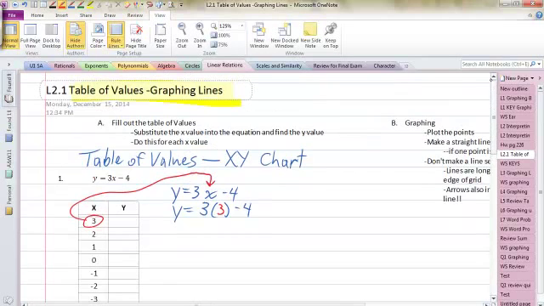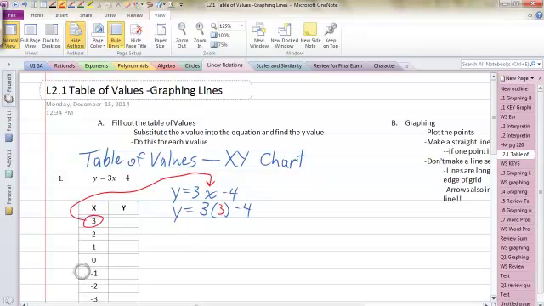Okay, so for your notes, table of values, we're looking at graphing lines using table of values. Sometimes table of values are called an XY chart because other teachers refer to it as XY chart. They can also call it table of values. Both names are fine. You have an equation and you have a chart. You need to fill it out.